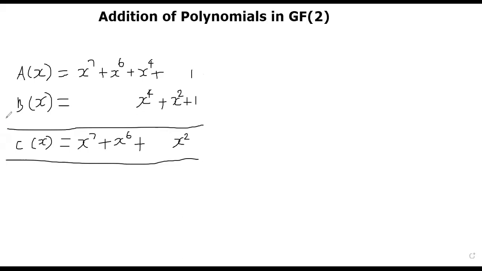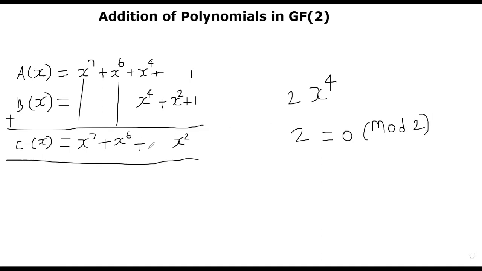When you add these two polynomials, you can see x power 7 as it is, x power 6 as it is, but x power 4 goes away because x power 4 plus x power 4 is 2 x power 4, but 2 x power 4 is same as 0 in GF of 2 because 2 is same as 0 in mod 2. Okay, so in Galois field, the coefficients can only be either 0 or 1. So that explains why we don't have x power 4 in the answer.